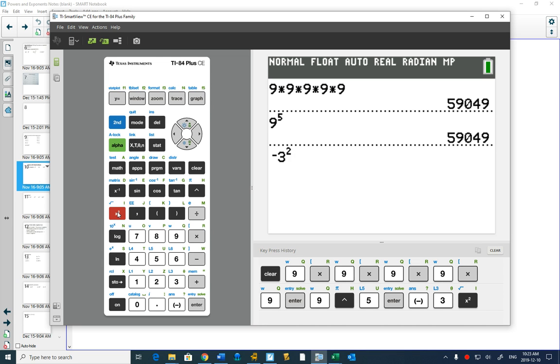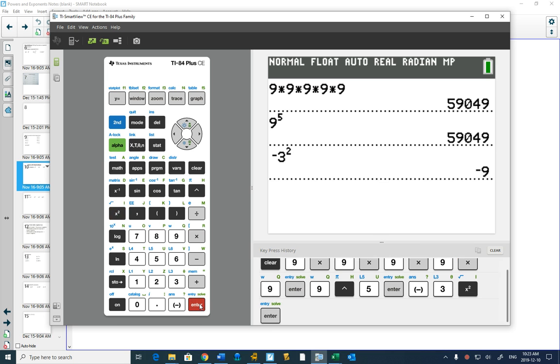What is 3 to the 2? That exponent means repeated multiplication. Okay? Now, when I push enter, I get -9. The question you have to ask yourself is about order of operations here. What is happening? Why is the answer -9? Why isn't the answer +9?